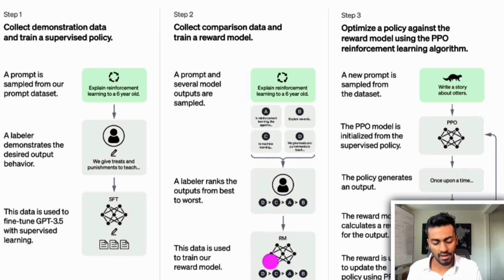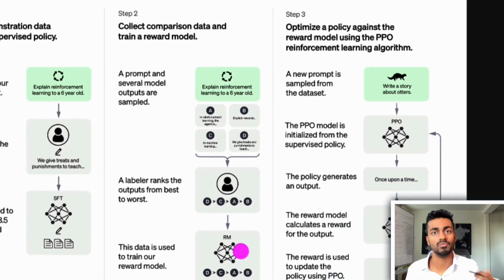And because this is a model, it is a function which takes some input and generates some output. The input to this model is going to be an initial prompt as well as one of the responses, and the output is going to be the reward that quantifies how good this response was.